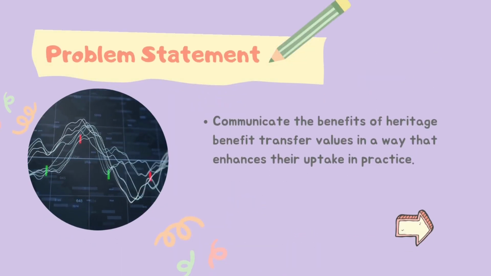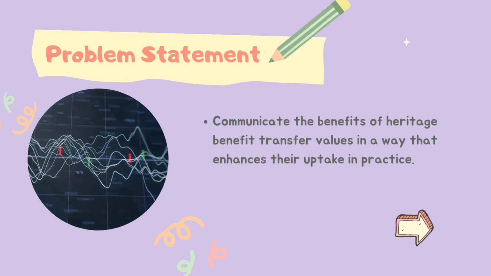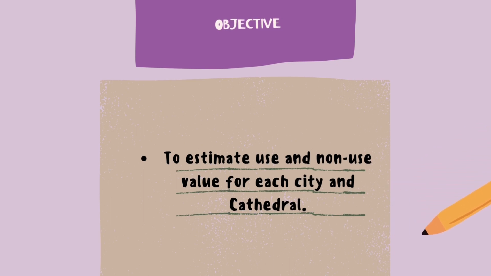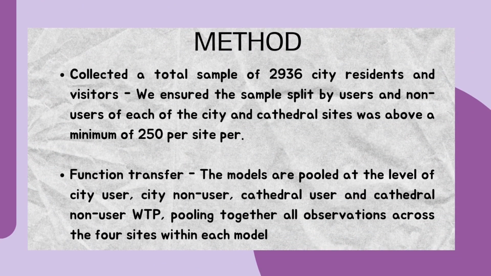Problem statement: communicate the benefits of heritage benefit transfer values in a way that enhances their uptake in practice. In this case study, the objective is to estimate use and non-use value for each city and cathedral. For the method in this case study, they collected a total sample of 2,936 city residents and visitors. We ensured the sample split by users and non-users of each of the city and cathedral sites was above a minimum of 250 per site.